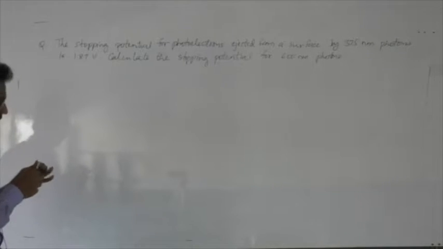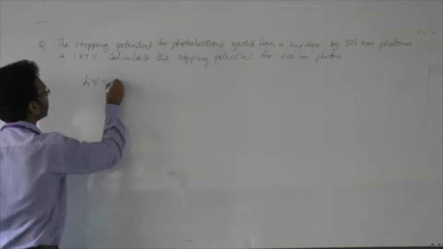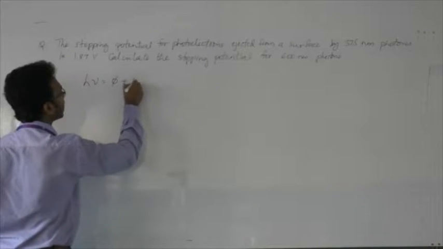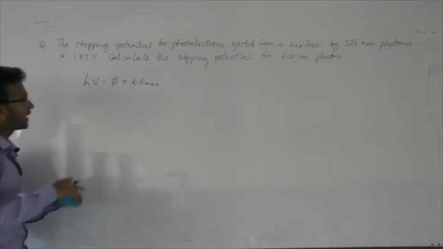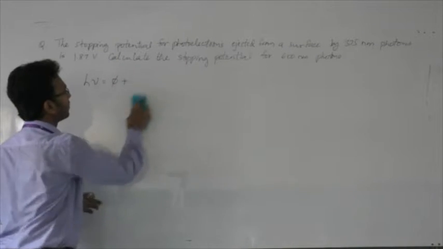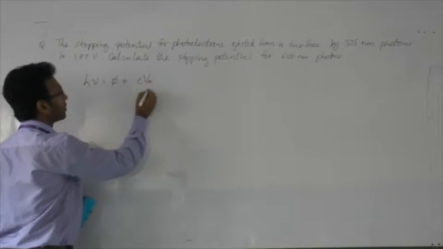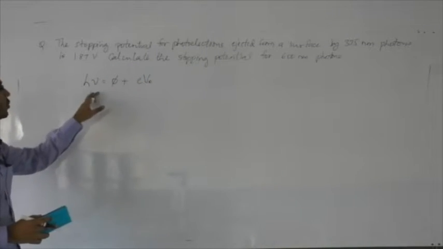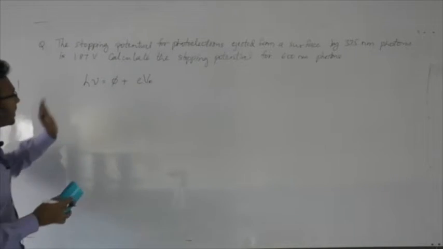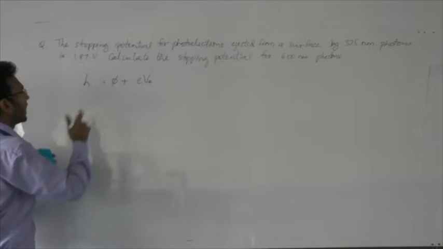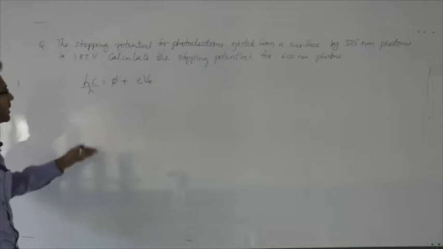So let's write the equation first. h nu is phi plus KE max. Now instead of KE max, I'll directly write eV naught from now onwards, because we are familiar with this now, since we are supposed to find the stopping potential. So h nu equals phi plus eV naught. Now I can write nu as c by lambda, because it is given in terms of wavelength, not frequency.